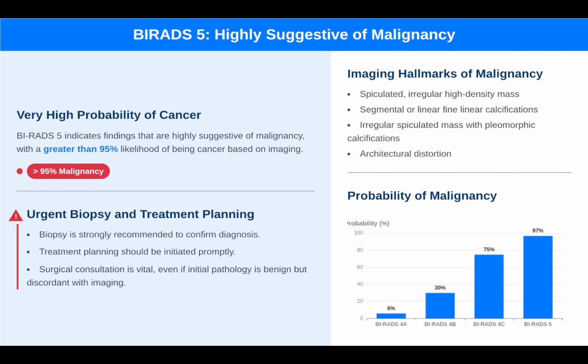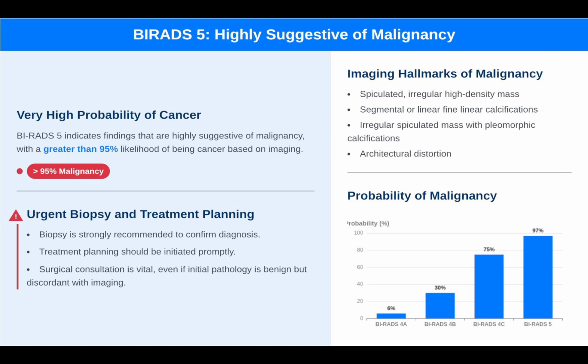They include spiculated masses, which have sharp radiating lines extending from the lesion, highly irregular or stellate masses with associated architectural distortion, and specific types of calcification such as fine, linear, or branching calcification that follow a ductal distribution. Given the very high probability of cancer, the immediate next steps are urgent biopsy and treatment planning.